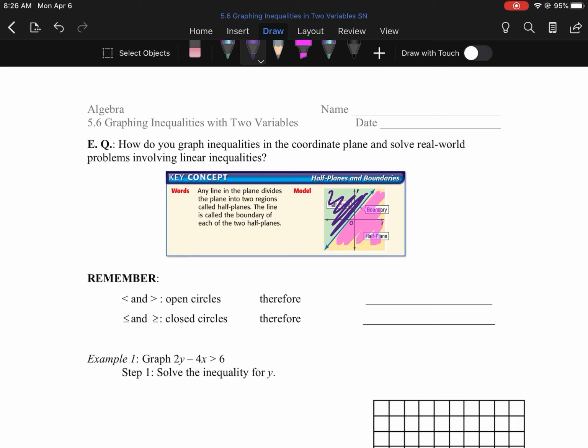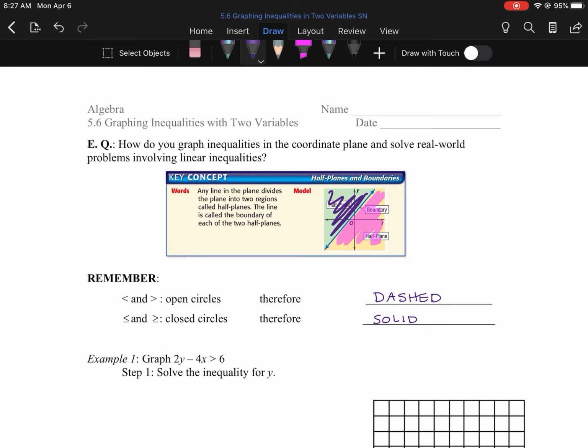First things first, we have to remember some things. We know that less than and greater than are open circles. So open circles on a coordinate plane are going to be our dashed lines. You can say dotted, I typically just say dashed. And our less than or equal to and greater than or equal to are generally closed circles if we're drawing them on the number line. But that is going to mean a solid line.